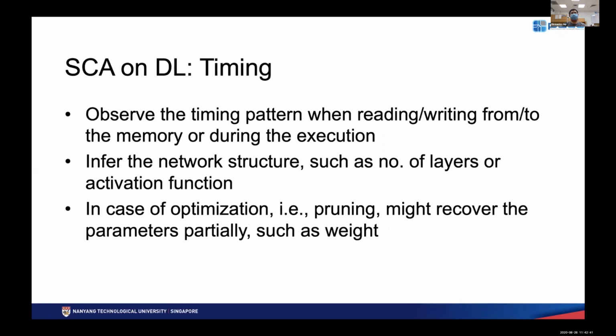So the first one is side channel using the timing attack. Basically, it's one of the simplest. It's observing the timing pattern when reading or writing from the memory or during the execution. By doing this, the attacker can infer the network structure, such as the number of layers. The idea is to observe different numbers of layers. For example, a neural network with one hidden layer will be executed faster than a neural network with two hidden layers and so on. The attacker can also infer the number of hidden nodes in a hidden layer, because a hidden layer with one node will also be executed faster than a hidden layer with two nodes and so on.